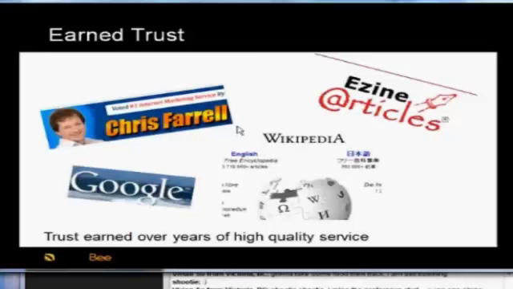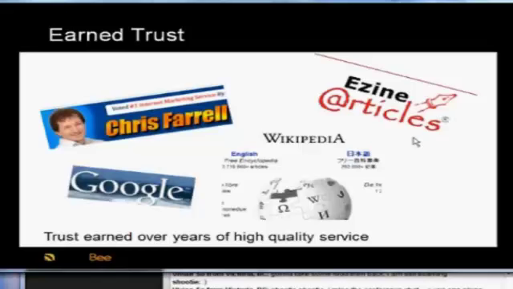Earned trust. Chris Farrell, many of you may or may not know who he is. He's been voted number one internet marketing service online for the last couple of years in a row. Google, you know, they've earned our trust by delivering a good search. When we look for something, we go to Google. I mean, they built a reputation on giving you what you asked for. Same thing with Chris Farrell. He's built a reputation on delivering what he promised.